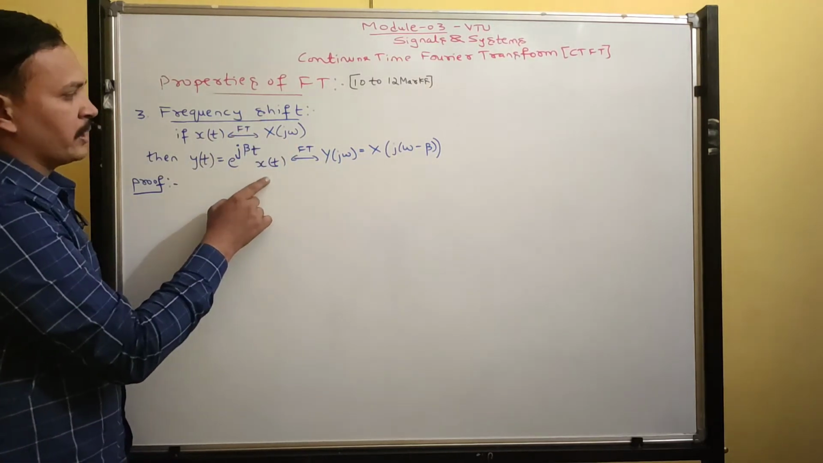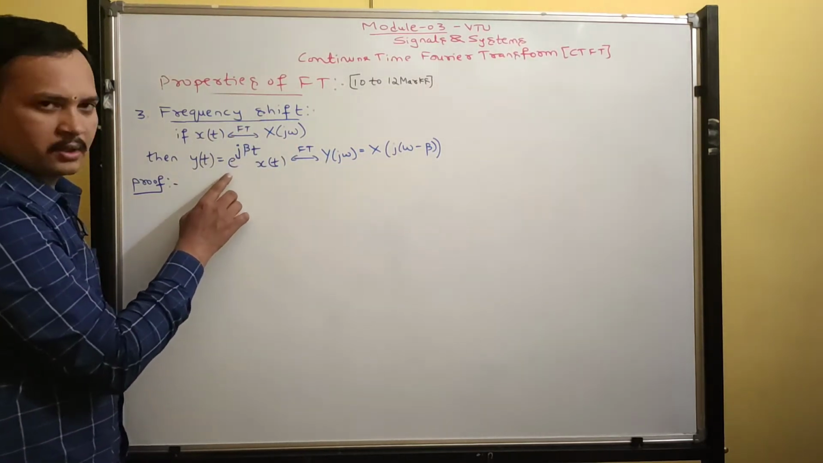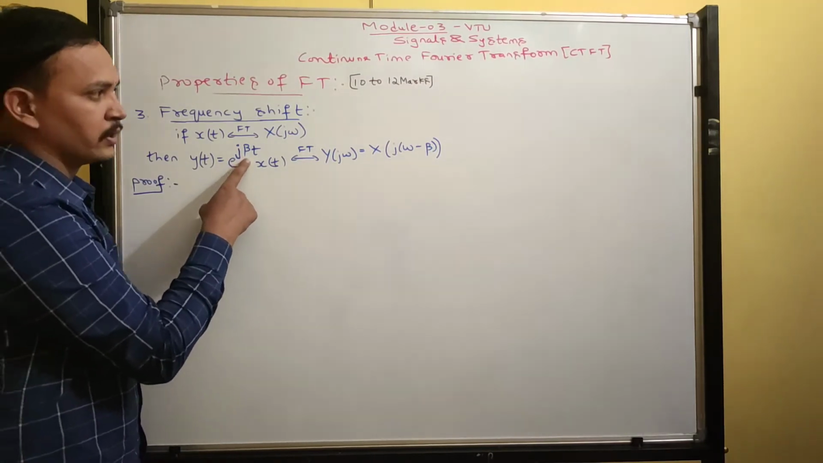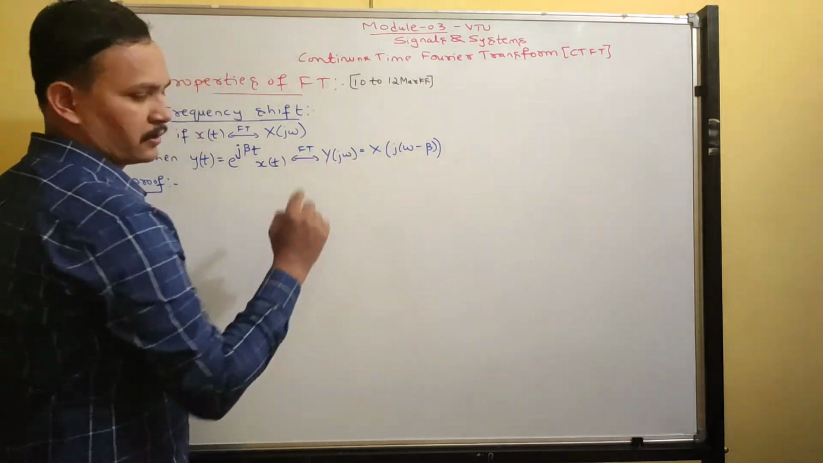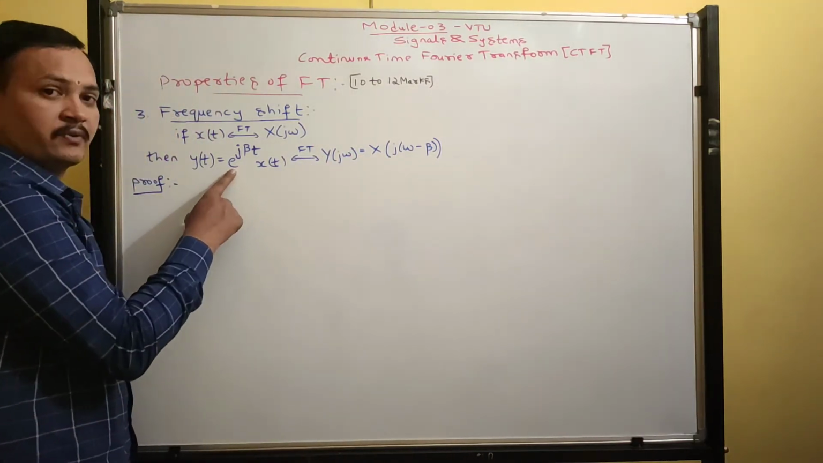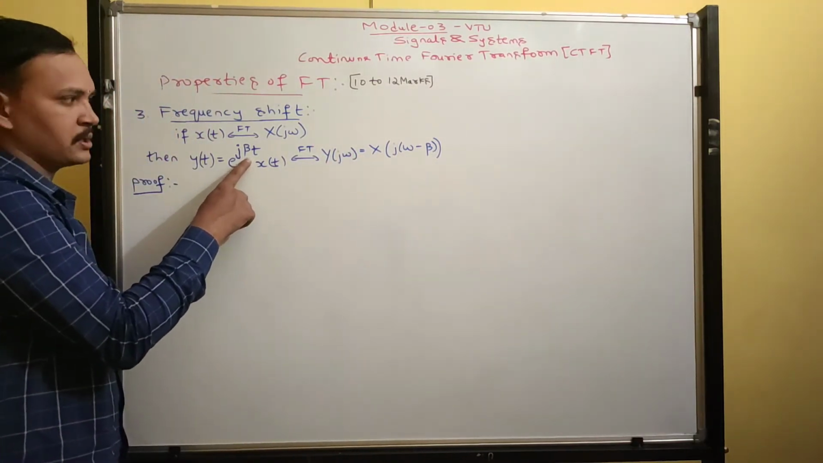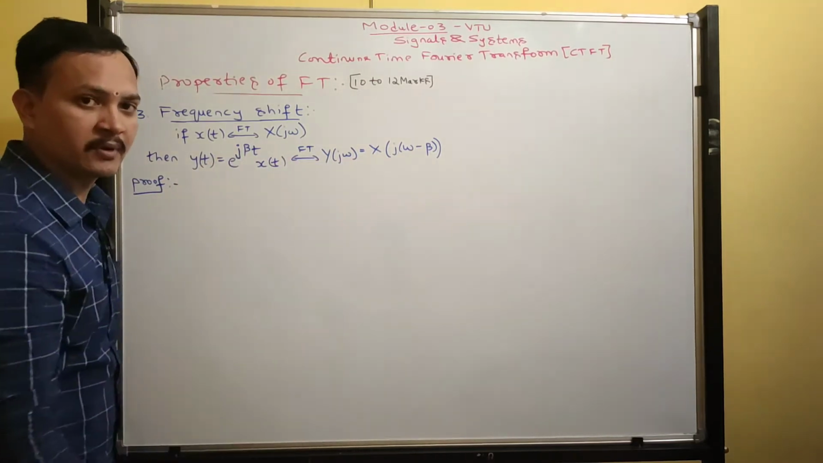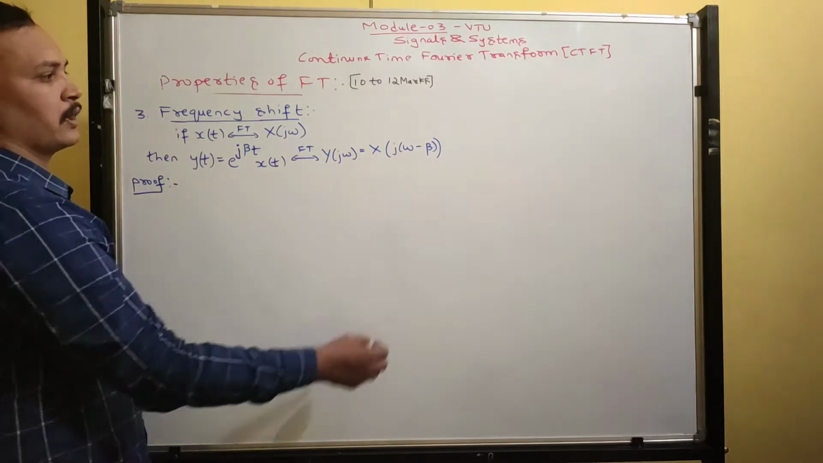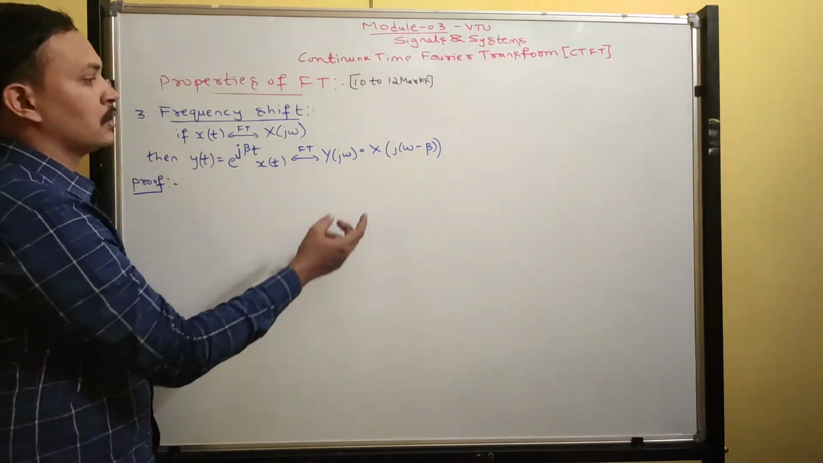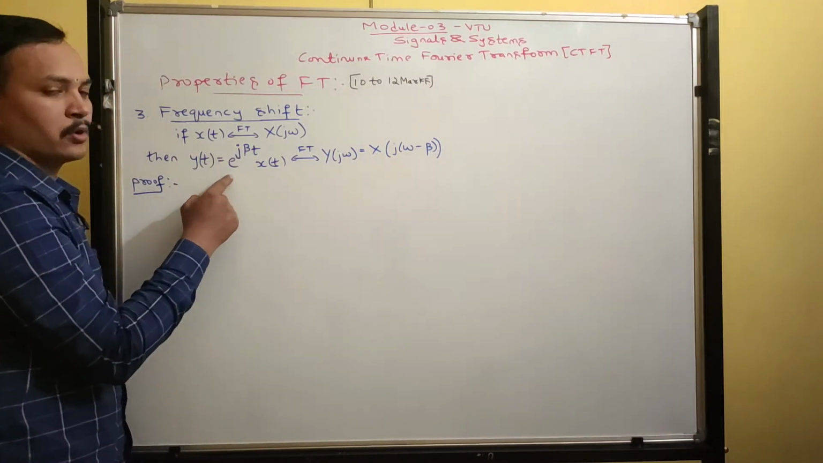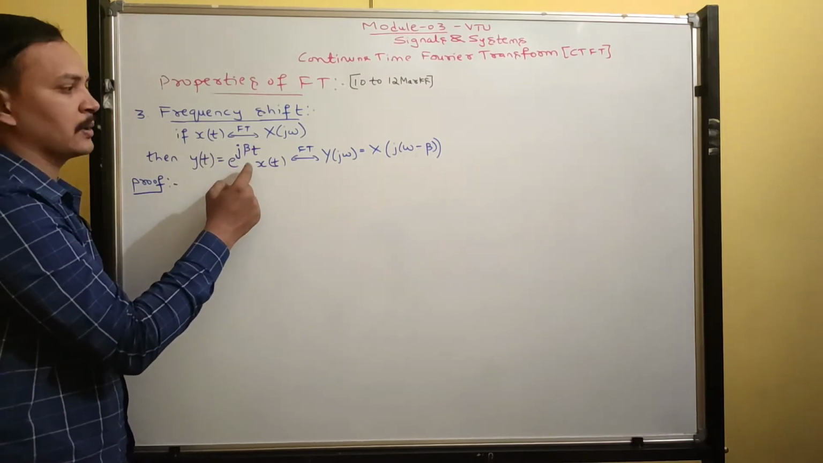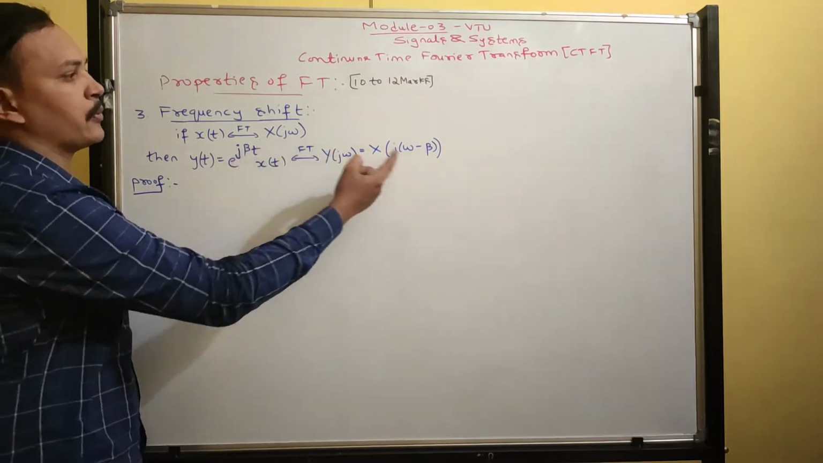If in the time domain I multiply by an exponential, it will give a frequency shift. How much shift? That is beta units. The same shift with opposite sign appears in the frequency spectrum. The frequency spectrum is shifted with opposite sign relative to the exponential multiplied in the time domain signal.